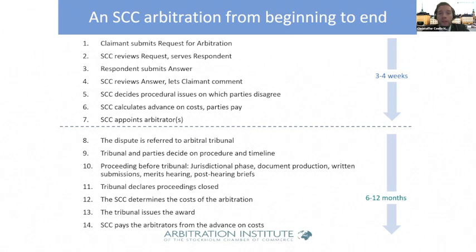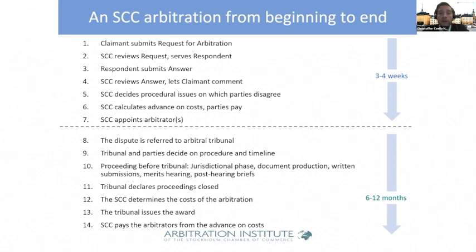But prior to rendering the arbitral award, the SCC will, upon the tribunal's request, determine the cost for the arbitration. And the costs for the arbitration include the same posts as the advance on costs, that is the fees and expenses of the tribunal, the administrative fee of the SCC, and any expenses of the tribunal or the SCC.